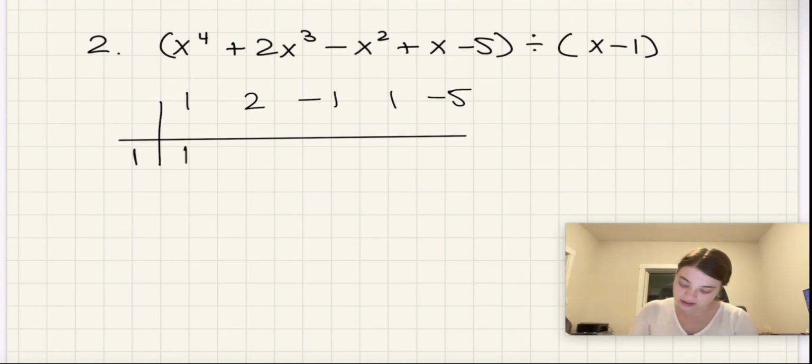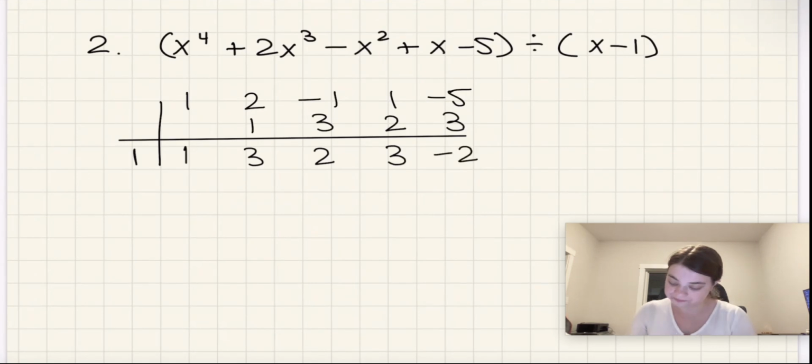So 1 times 1 is 1. 1 plus 2 is 3. 1 times 3 is 3. -1 plus 3 is 2. 1 times 2 is 2. 1 plus 2 is 3. 1 times 3 is 3. And -5 plus 3 is -2.